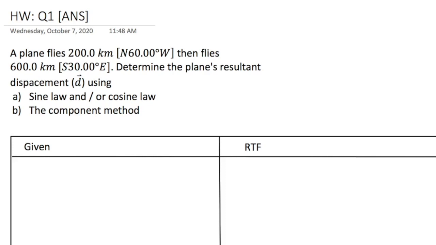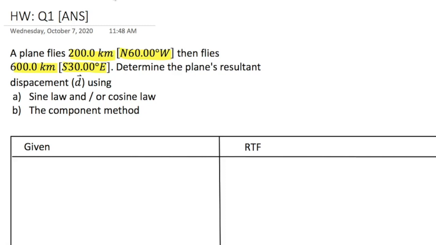First step, let's take a look at this question. We got a plane, it flies 200 kilometers north 60 degrees west. It then flies 600 kilometers south 30 degrees east. We need to determine the plane's resultant displacement using D as the notation. Using sine law and/or cosine law for part A, and for part B, the component method. Again, with this particular question, on a test situation, I would never expect you to use sine law or cosine law for this one. The component method would be better.